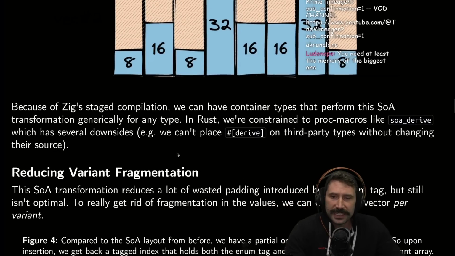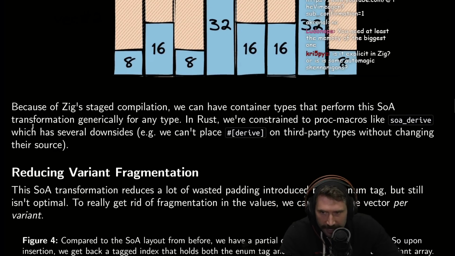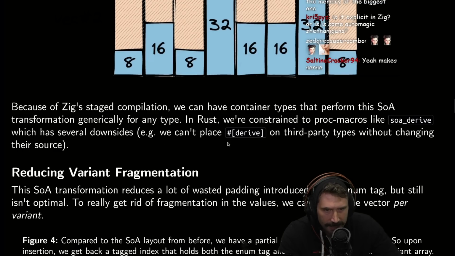That makes sense. Because of Zig's staged compilation, we have container types that perform this SOA, struct of arrays, transformation generically for any type. In Rust, we're constrained to proc macros like structs of arrays derive, which has several downsides. We can't place derive on third party types. Yep, we've already talked about that.